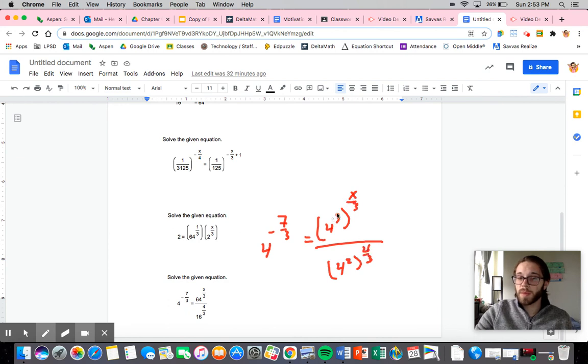Okay, this is a power to a power, so we can multiply. 3 times x over 3 is just x. 4 to the 8 thirds. Now, we have a power of the same base, so we can subtract. There's a couple different ways you could do this, by the way. But I feel like this makes the most sense.